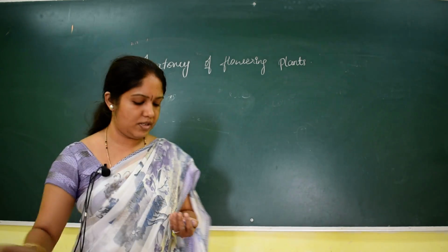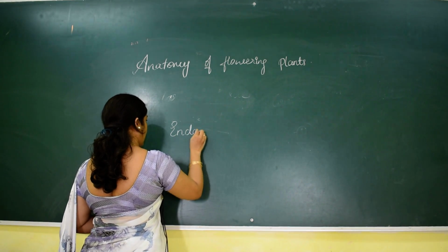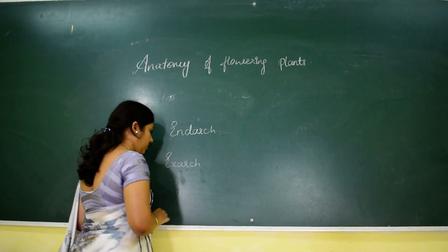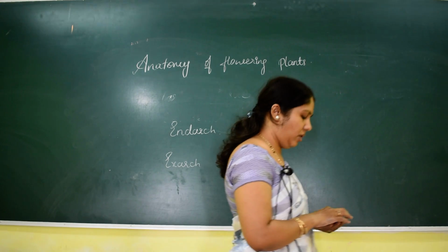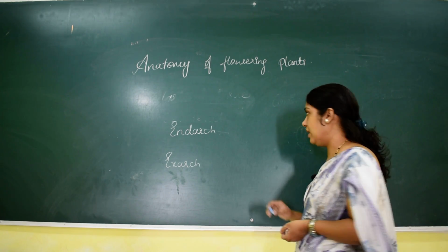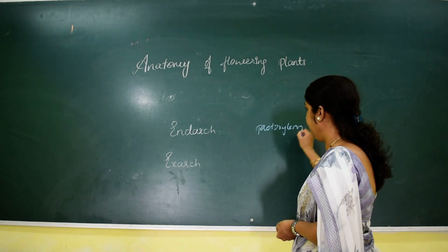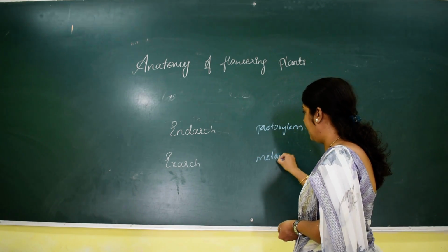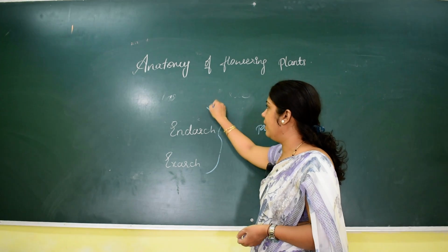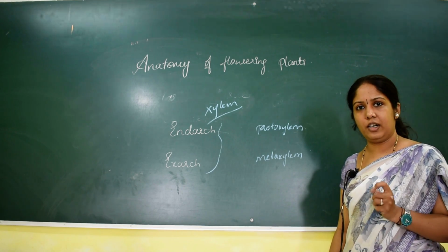Next, in the last class, while discussing the xylem, I discussed two words. One is endarch, another one is exarch. Wherever you come across the words endarch and exarch, you have to remember protoxylem and metaxylem. The words exarch and endarch are completely related with the xylem tissue. They are not related to the phloem. They are related with the xylem tissue.